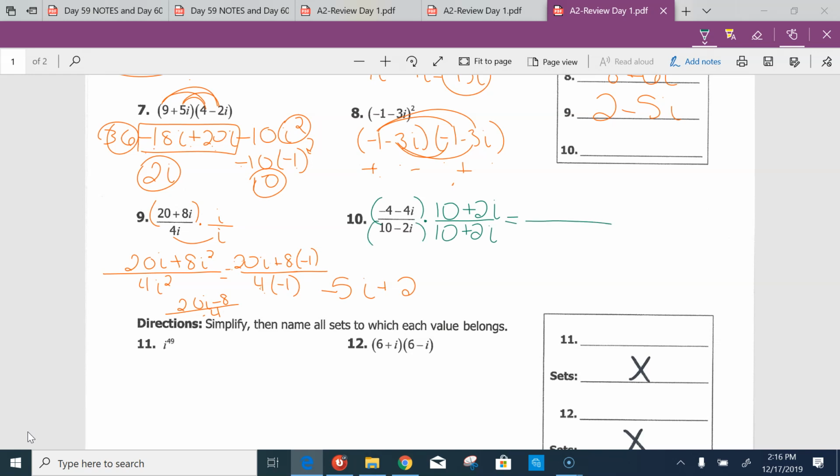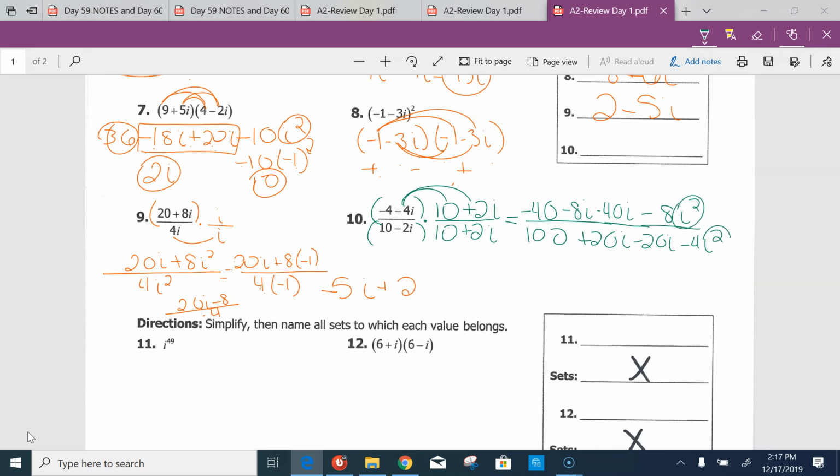So when I go ahead and do that, negative 4 times 10 is negative 40. Negative 4 times 2i is negative 8i. Negative 4i times positive 10 is negative 40i. And then negative 4i times positive 2i is negative 8i squared. On the bottom below that, I do the same process again. And when I multiply everything out, I get 100 plus 20i minus 20i minus 4i squared.